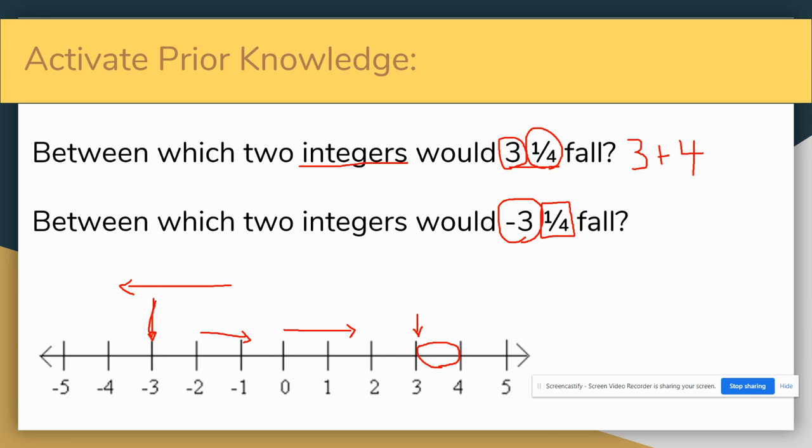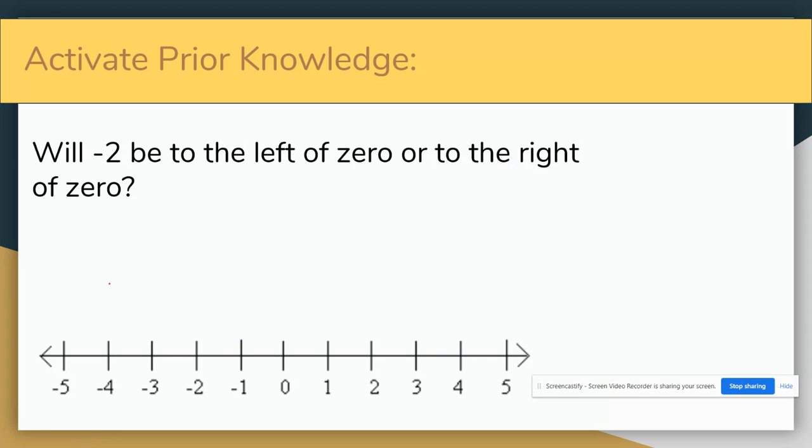So I'm going to start at -3. I know it's going to be right after the -3 before I get to the next whole number, which is -4. So I know -3 and 1/4 would have to fall in between -3 and -4. So I should have made a plus sign. That would have taken me less time to write. All right, let's do some more practice.